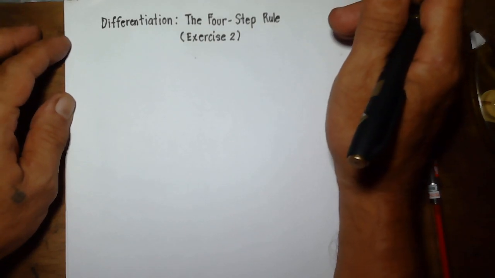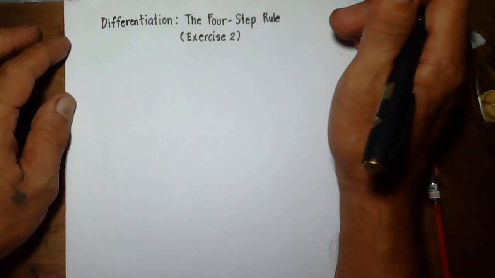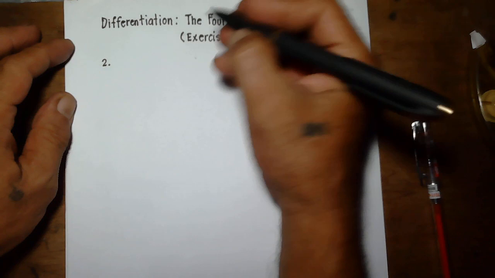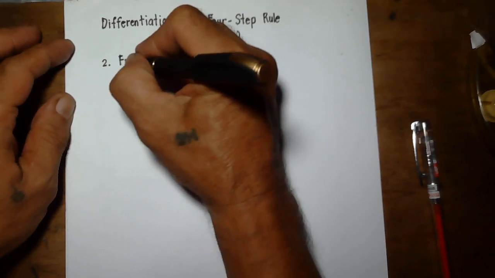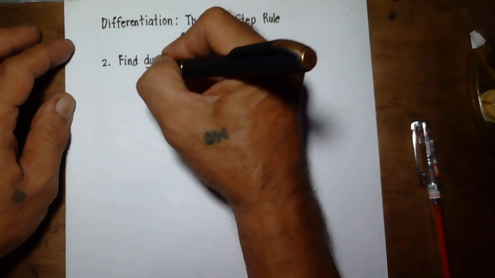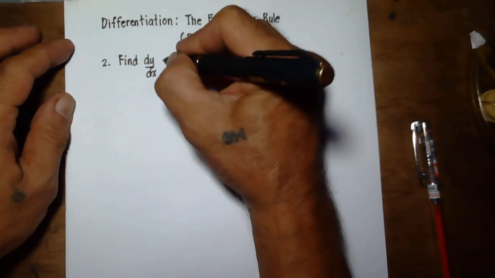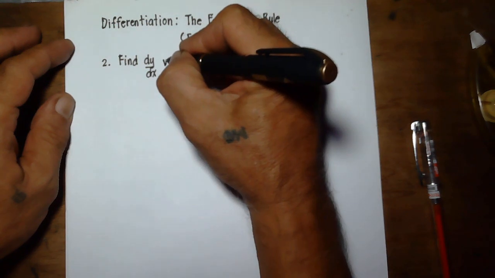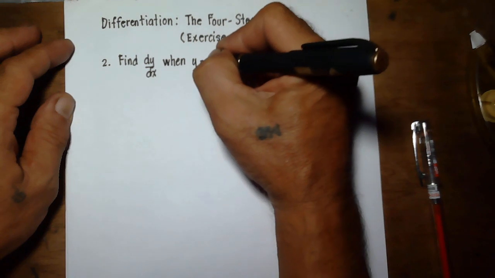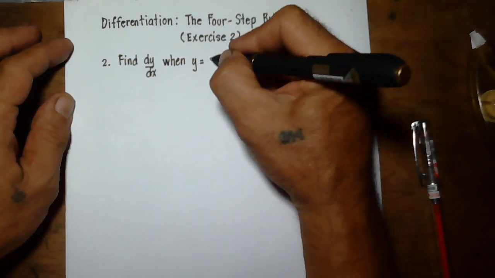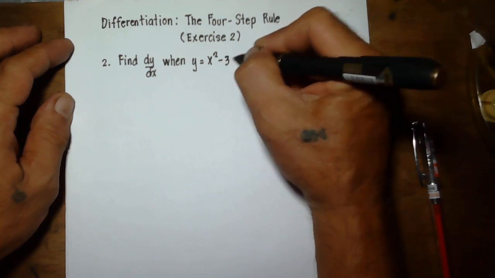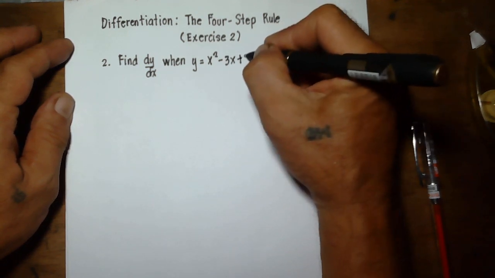Differentiation, the four-step rule, exercise number 2. Find dy/dx when y is equal to x squared minus 3x plus 1.